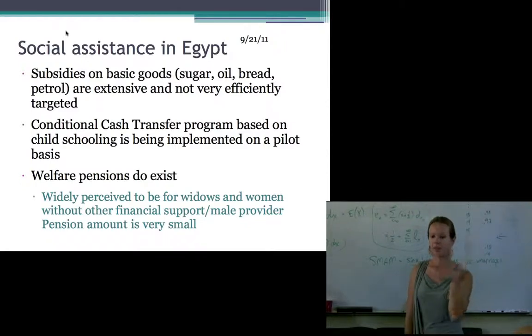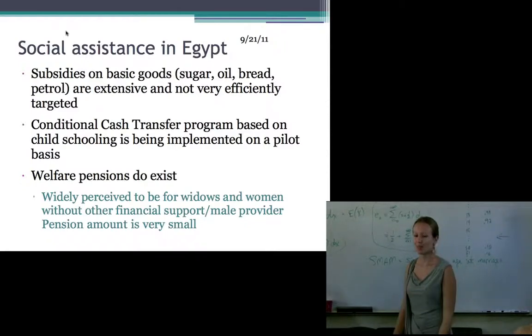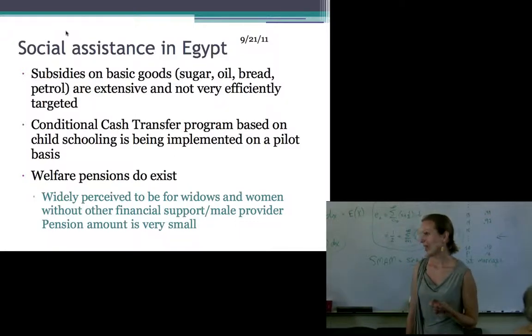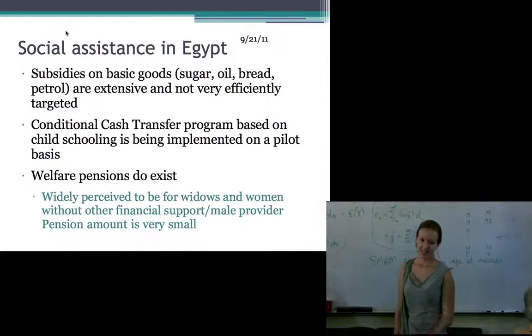I'm going to give a quick overview of the social assistance programs in Egypt that we talked about. A major one is subsidies on basic goods, sugar, oil, bread, petrol, which are heavily subsidized in Egypt. They're extensively subsidized and not efficiently targeted. Basically, anybody can get subsidized goods, even if you don't need them. It's a highly politicized issue in Egypt. They tried to reduce bread subsidies explicitly once in the 70s, and the country broke out in riots.